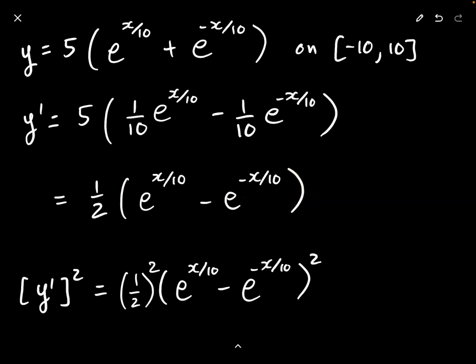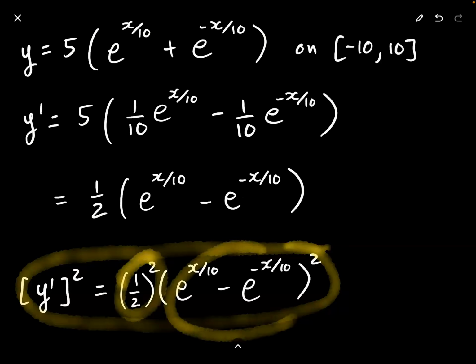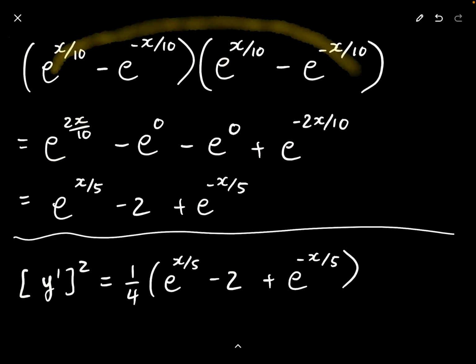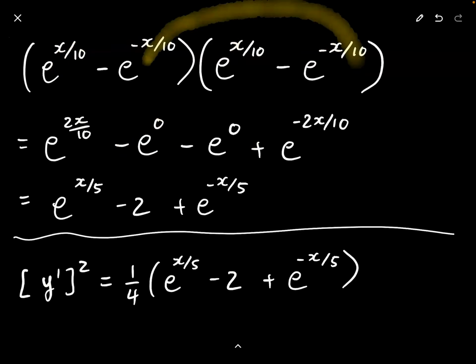To use the arc length formula, we have to square y prime, so we can square both factors, 1/2 squared and the other term squared. So 1/2 squared will be 1/4, and here for this term on the right, don't forget to FOIL it out. So you'll have 4 terms and you can simplify it. The first terms give e to the 2x over 10. The outer terms give minus e to the 0. The inner terms give minus e to the 0 as well. And the last terms will be e to the minus 2x over 10.